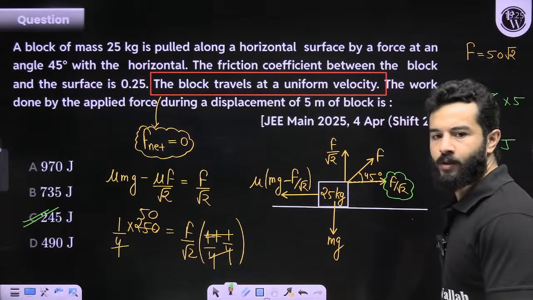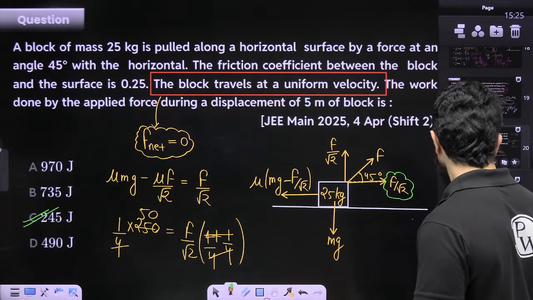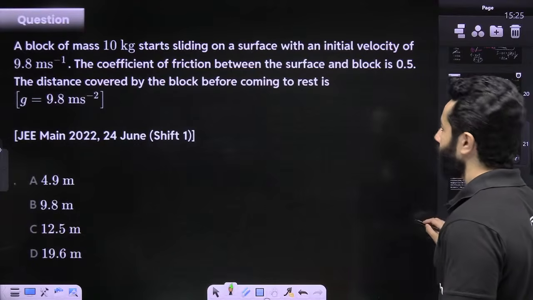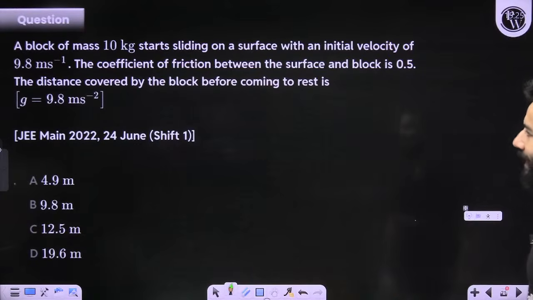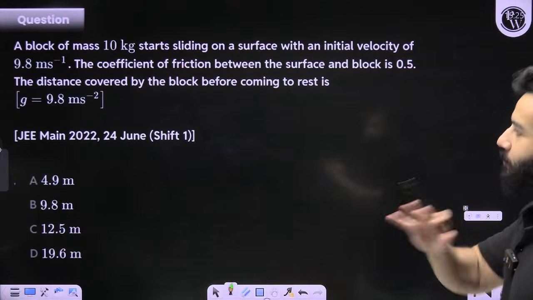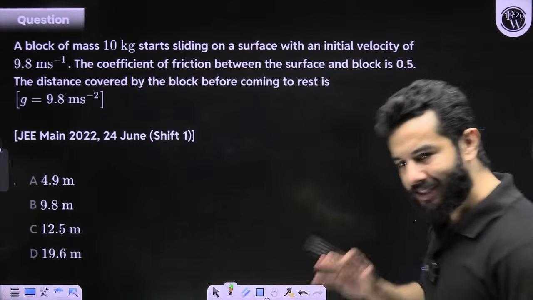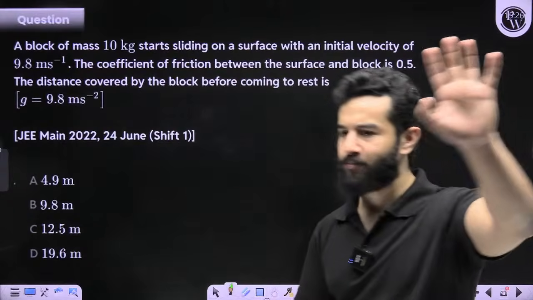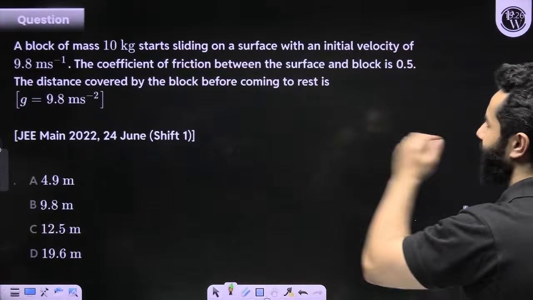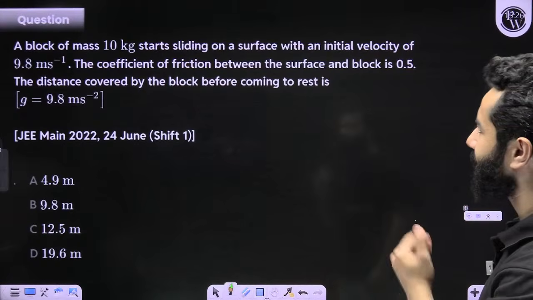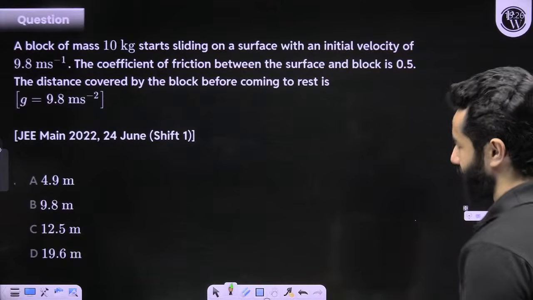Done. All right, moving on to the next one. A block of mass 10 kg starts sliding on a surface with an initial velocity of 9.8 meter per second. Here they are saying take g as 9.8, so we will take 9.8. The coefficient of friction between the surface and the block is 0.5. The distance covered by the block before coming to rest is.